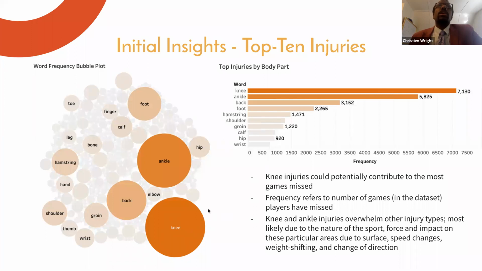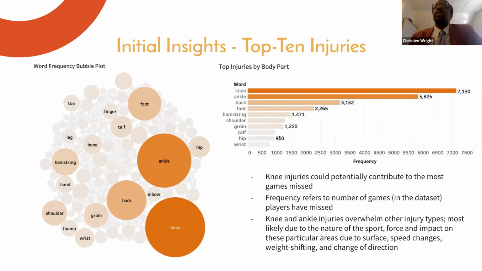Here again, you can see a few more different ways of visualizing the data. As you can see, once again, knee, back, ankle are very prominent in terms of frequency, and then foot and hamstring follow from there. There are a lot of other injuries as well that aren't seen. I just wanted to highlight the more important ones. Here we have the top 10 injuries on this side in this bar chart, with some numbers behind it. These are simply the frequencies of these words appearing in the data set.